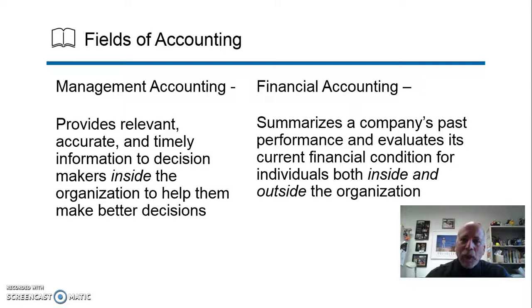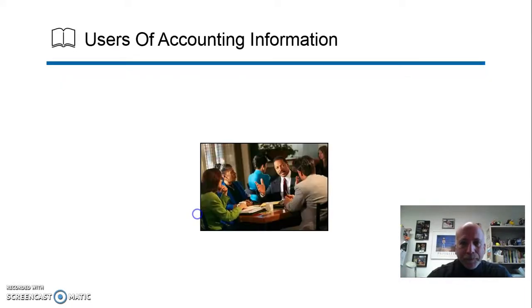In contrast, we have what's called financial accounting. Financial accounting summarizes the past performance of the company so people both inside and outside of the organization can make decisions. We'll talk about who makes those decisions in a moment, but although people on the inside use the same information, you can look at financial accounting being done mainly for people on the outside. So who uses this information?